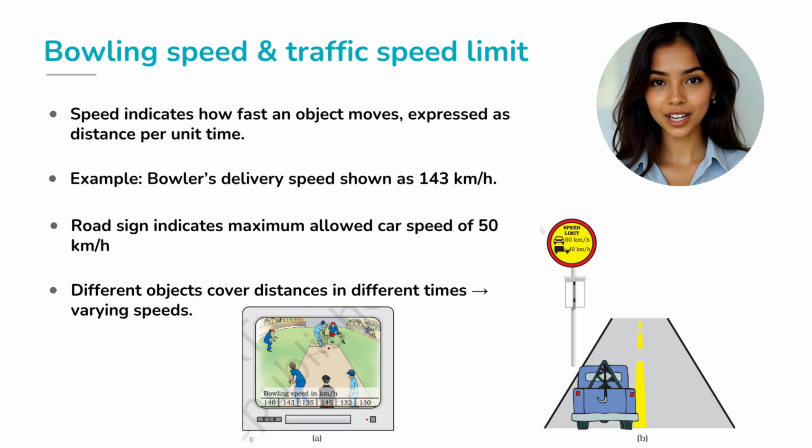Or imagine driving on a highway where a signboard warns you, speed limit 50 kilometers per hour. Why are such numbers important? Because they tell us how fast something is moving. This "how fast" is what physics calls the rate of motion, or simply speed.